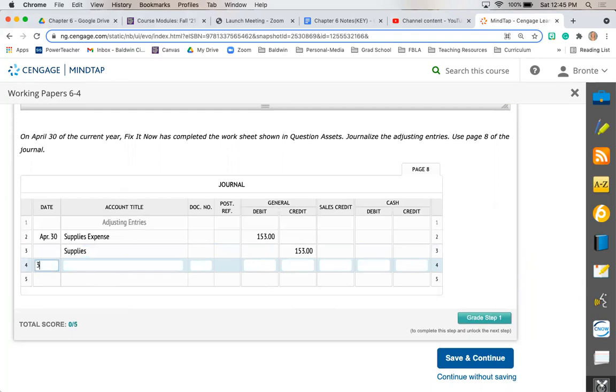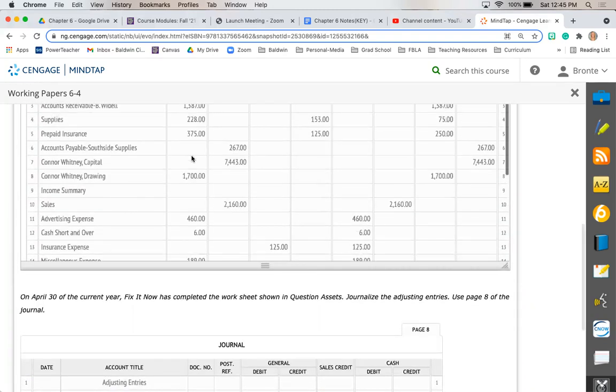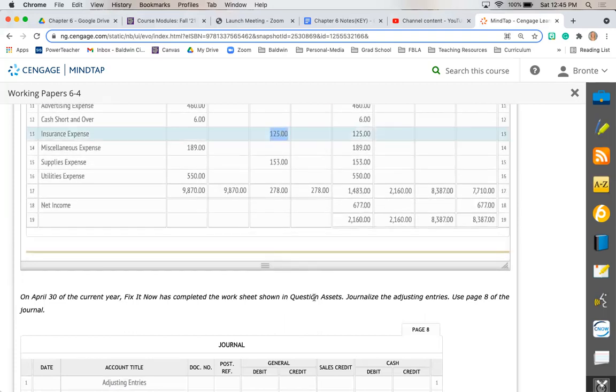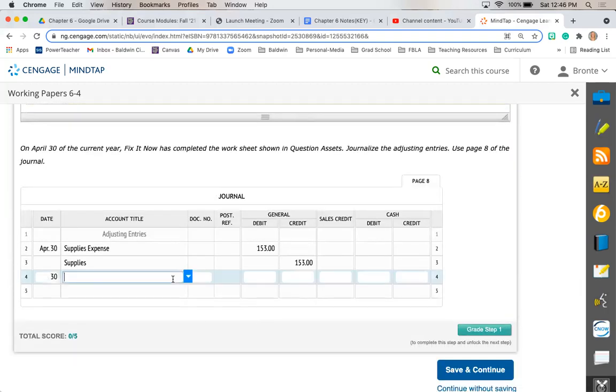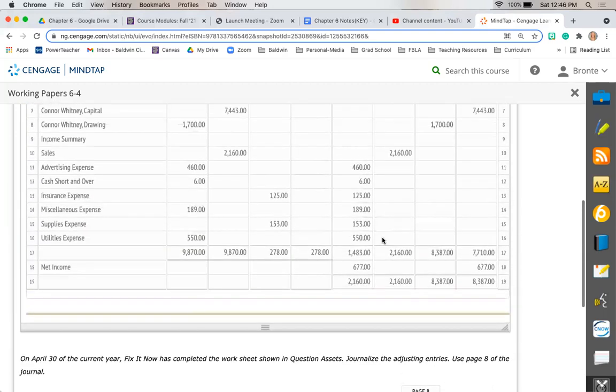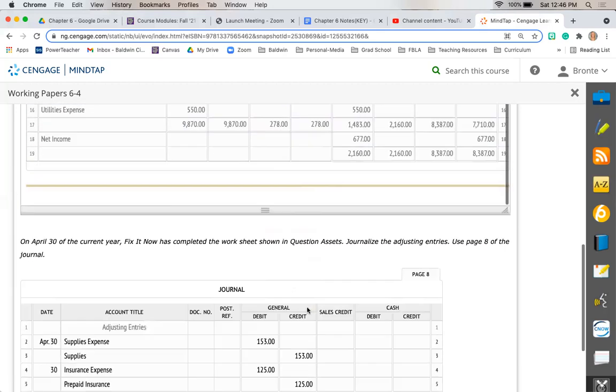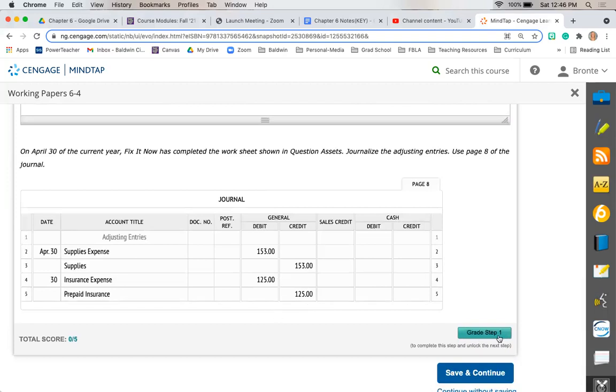All right, our other adjustment was prepaid insurance. So it got $125 credit, and insurance expense got $125 debit. Insurance expense is going to be listed first because it is our debit. No source document again, because it's coming right from our worksheet. And then prepaid insurance was our credit of 125. 125 credit, 125 debit. All right, so that's step one, just the journalizing.